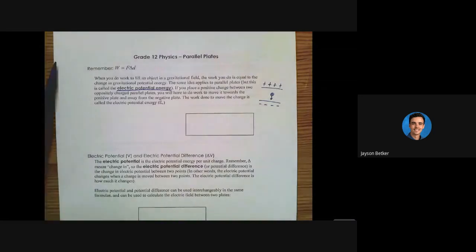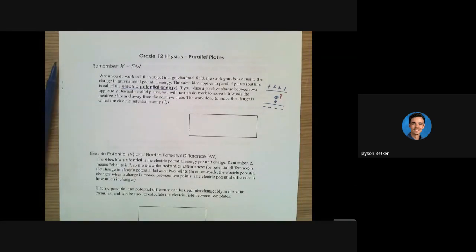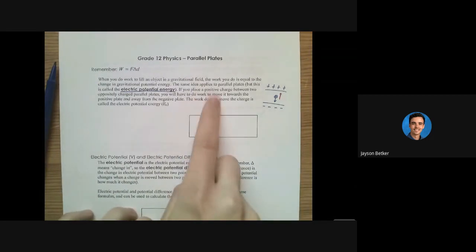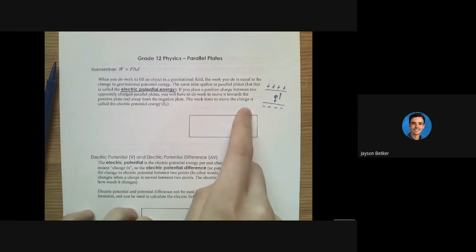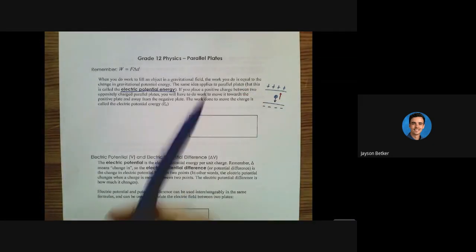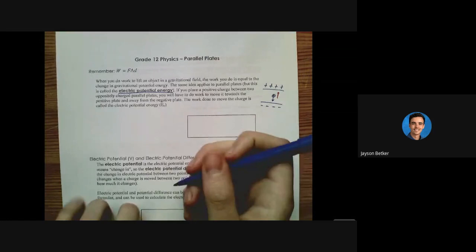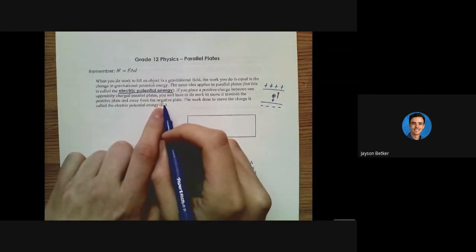So if I wanted to push this charge this way, I would have to put in some work, right? I'd have to do some work to be able to move that charge towards the positive plate and away from the negative plate, because it doesn't want to do that. The basic concept is the same as trying to lift something up. It doesn't want to be lifted up. It wants to fall down, right? So the work done to move the charge is called the electric potential energy, E with a little subscript E.